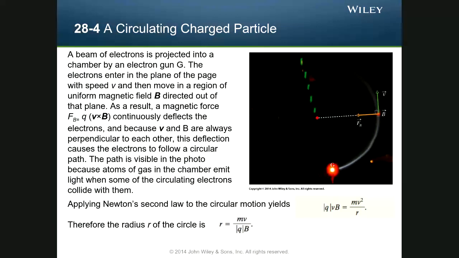So if we go up, we can write that F_B will be equal to |q|vB, where we're going to use the absolute value sign. But you'll notice that in the picture, the inward force, F_B, is causing a circular motion. So we can set that equal to mv squared over r. All right, and so we can solve for the radius. There's one interesting thing we can solve for.